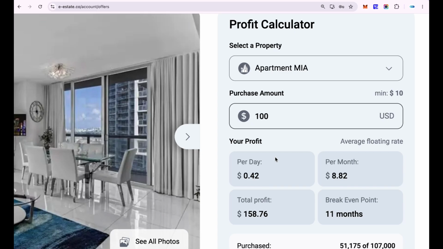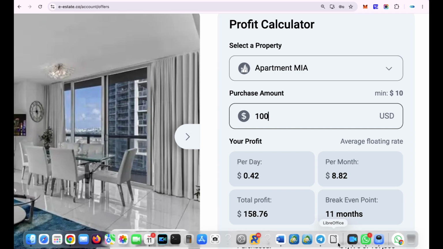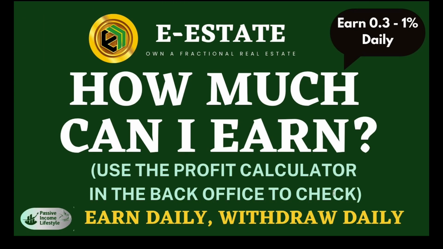So this is how to check how much you will earn. The answer to your question is not straightforward, let me put it that way. You cannot just tell somebody that you will be earning such an amount of money, because I don't know what property you are going to be purchasing. And even if I know the property, I don't know how much you are going to use to purchase a fraction of that property.